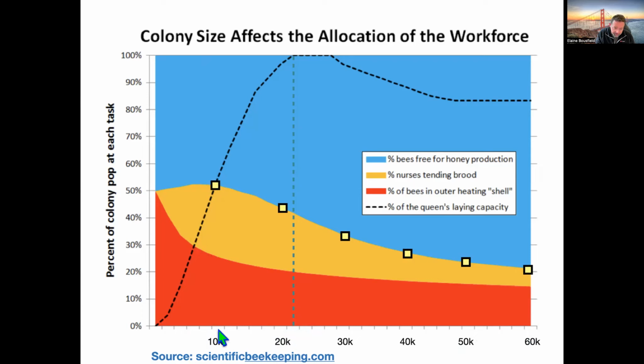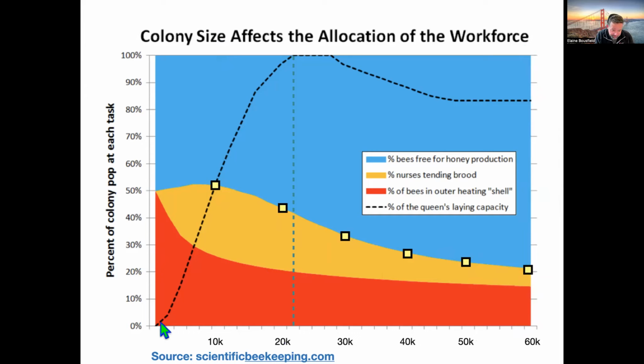So when you've got a small colony, like 10,000, half a brood box of bees, you've got half of your bees staying at home and half of them flying. Whereas if you look at one of these giant colonies with 60,000 bees, you've got only about a quarter of the population as stay-at-home housekeepers, and 3/4 are out there foraging for honey and pollen.